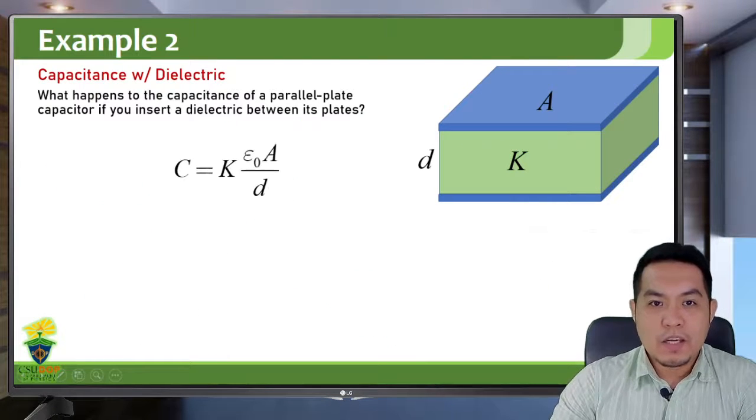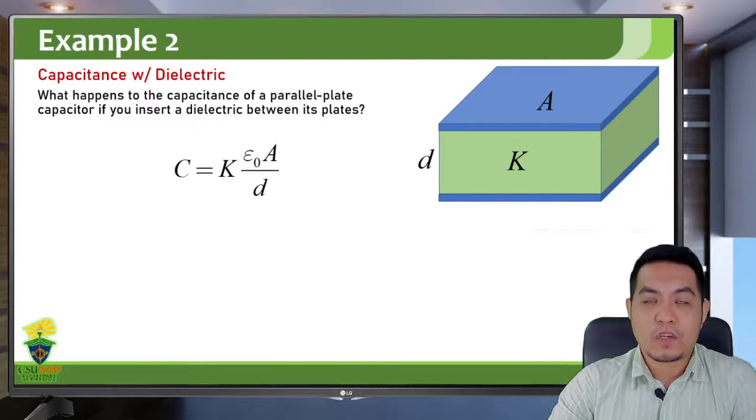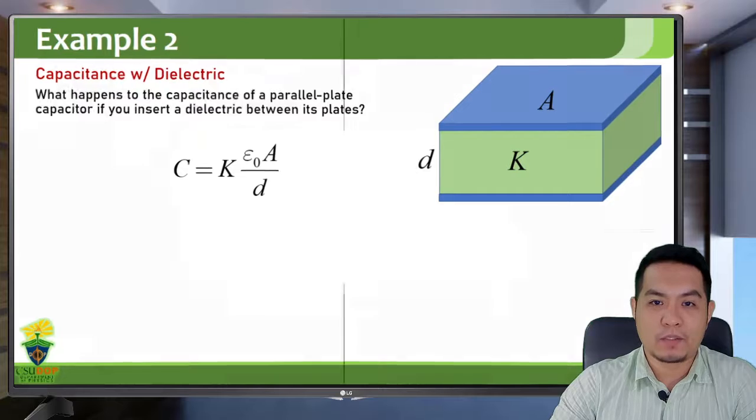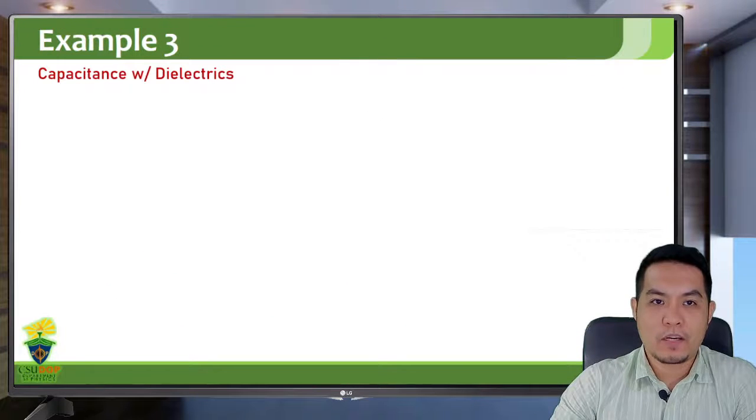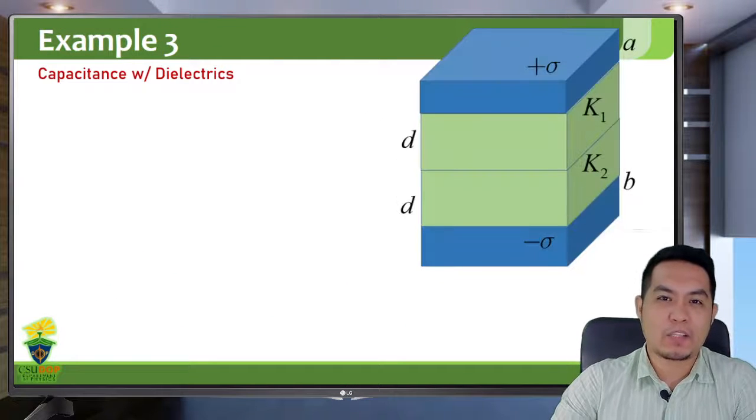So in summary, the dielectric constant or the dielectric serves as the multiplying factor. Okay, third example, still a capacitor with dielectric.